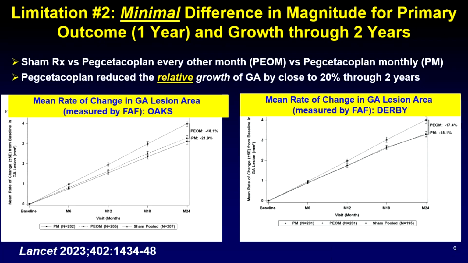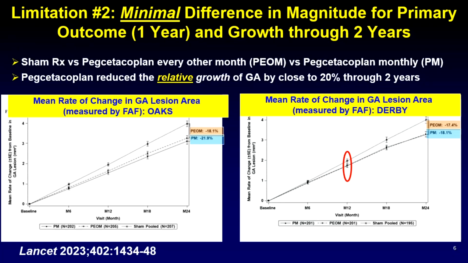Limitation number 2, the difference in the growth is actually minimal. Yes, you may hear that there was a 20% reduction with every other month therapy and maybe slightly greater with monthly therapy of pegcetacoplan. Yes, that's a relative growth that was reduced by 20%. But what's the absolute reduction?